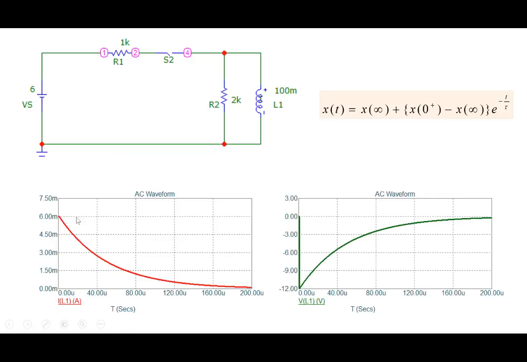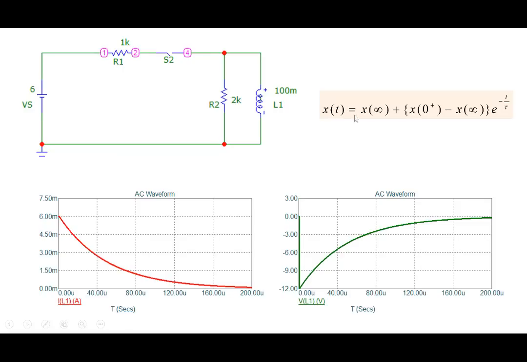For example, look at the voltage across the inductor. I've plotted here the voltage across the inductor. At time t equal to 0, we are switching. Before switching, the voltage across the inductor is 0. And immediately when you open the switch, the voltage across the inductor goes to minus 12. So the voltage across the inductor can change instantaneously, but not the current.